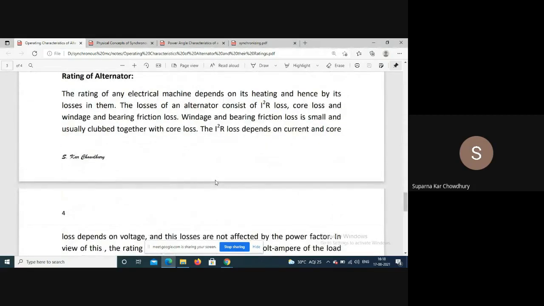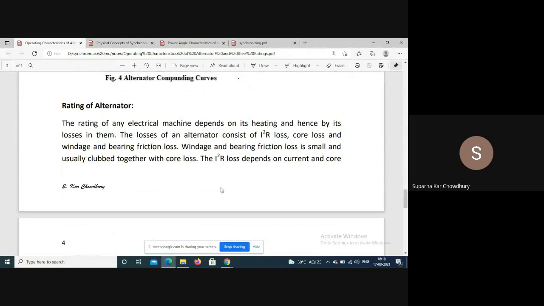Now, one thing is the rating of the generator. How is the rating indicated on the nameplate? Rating of any electrical instrument depends on its heating, and the heating depends on the losses. So basically, it is the losses of the machine that dictate the rating. That is, for a particular frame size, what amount of loss we can dissipate without excessive temperature rise decides the rating of the machine.